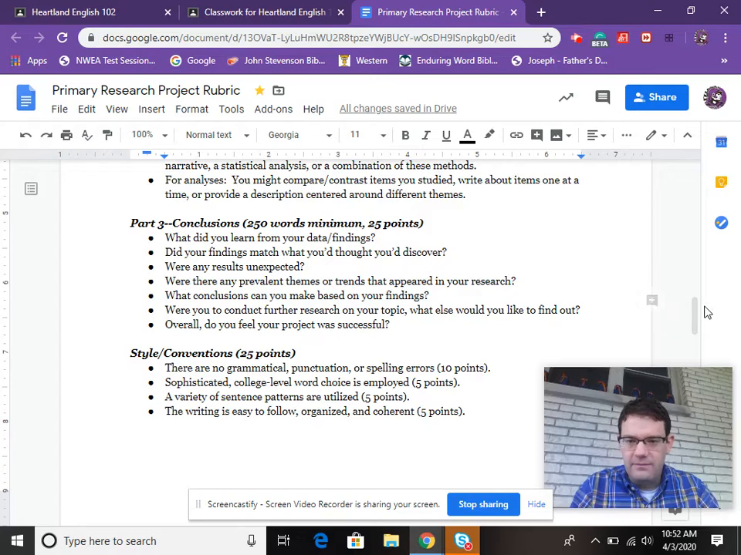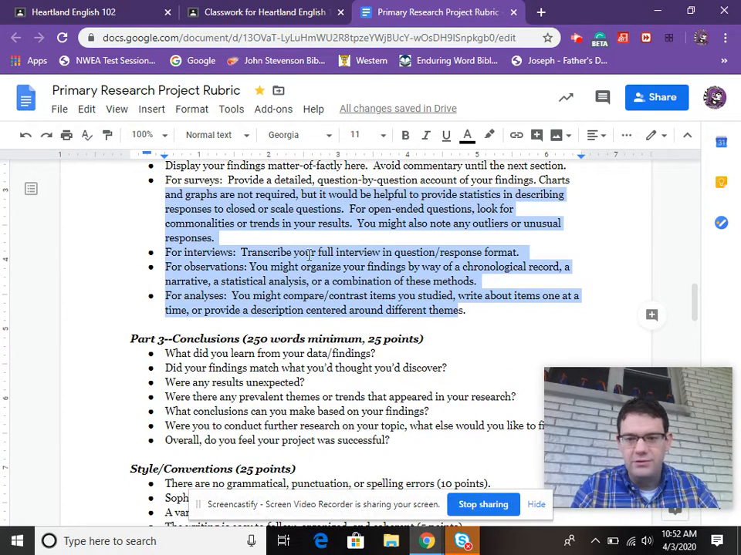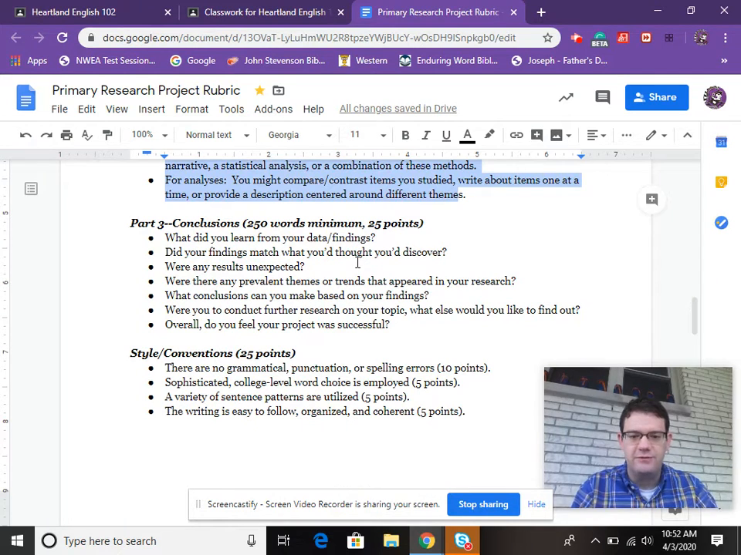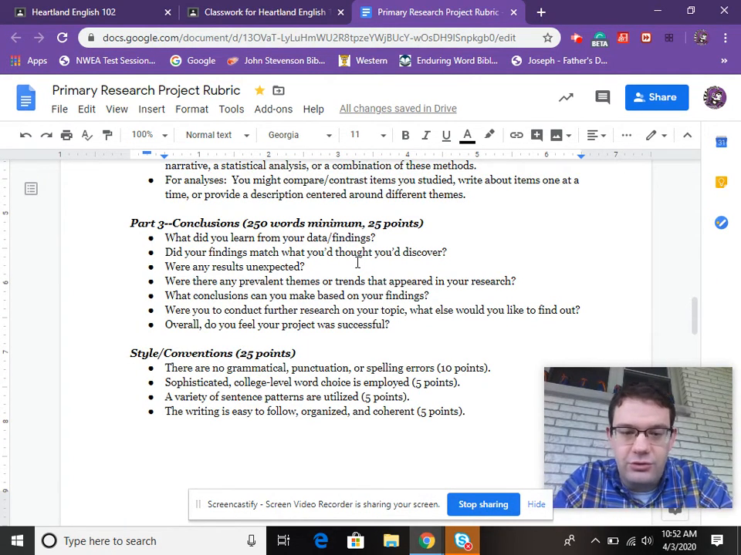Once you've got down the facts, then you start to make some conclusions and some inferences. In your conclusions, you are telling your reader what you learned, what this data tells you, and what conclusions can be made. So what did you learn from your data findings? Did your findings match what you thought you would discover? For a survey, that's an easy question to answer. I guess for an interview too. For the analyses, you already know what you expect, but maybe some things popped up that you hadn't thought of that suddenly came to the forefront.